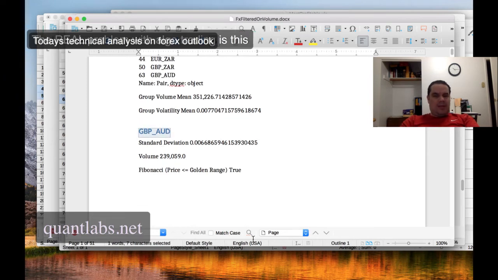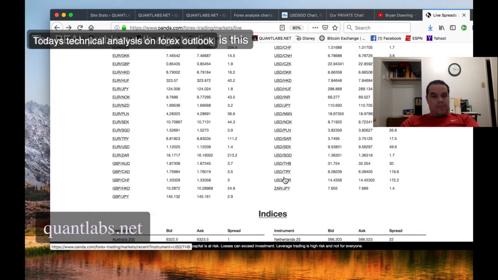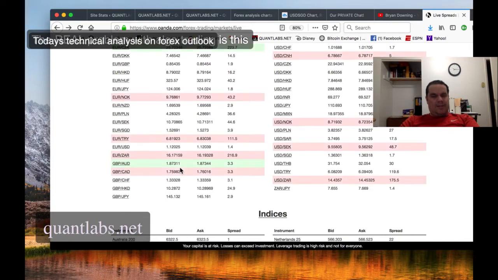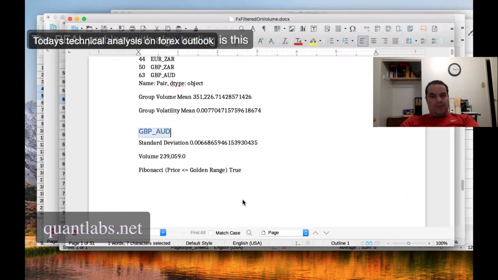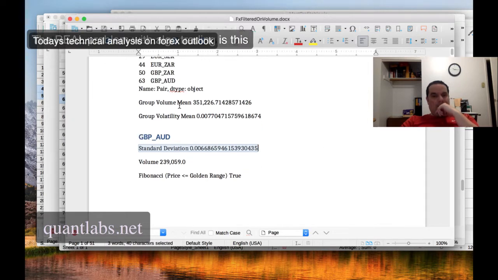First up is the pound against the Australian dollar. I think this was tradable. Yes, pound against the Australian dollar, 1.8. So let's check out this report. Now, one thing I need to stress here, we have the group mean and the group volatility as well. So here's the individual of this group, of this pair against the group. And you could do a comparison to see that this pair is less than the group volatility. And the volume is lower than the group volume mean.